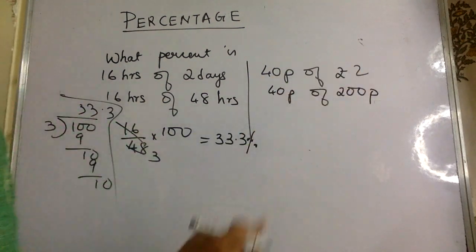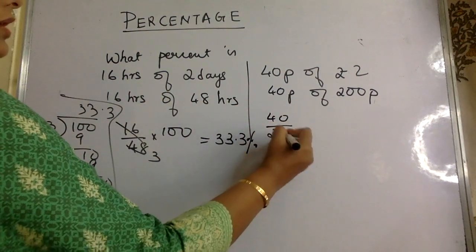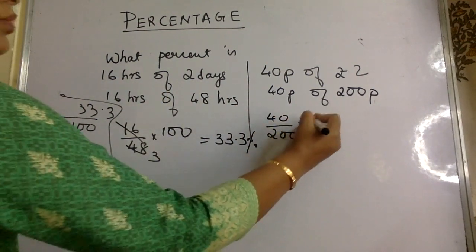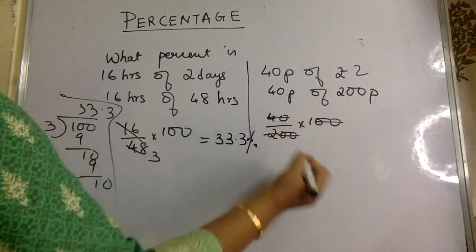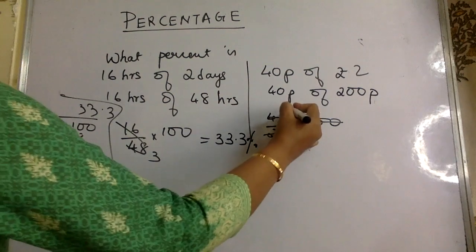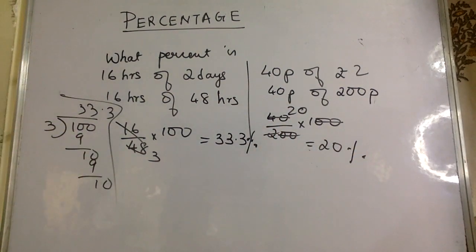Now I have both of them in the same unit. 40 by 200, that is my fraction, into 100. So this is how it works, and 20% is my answer.